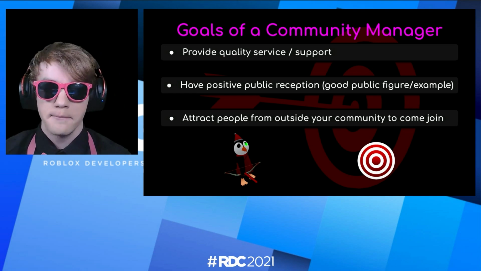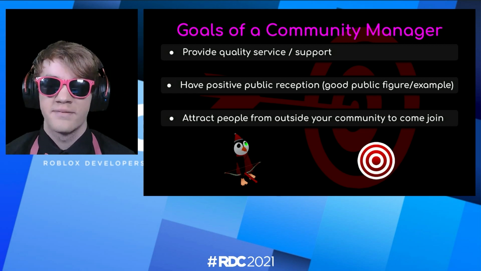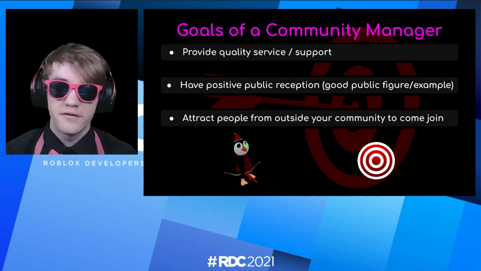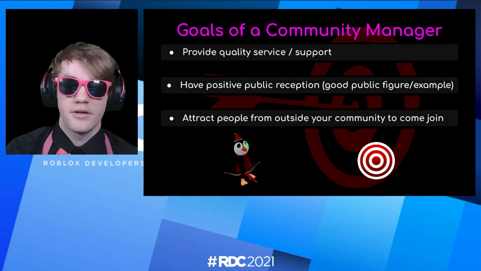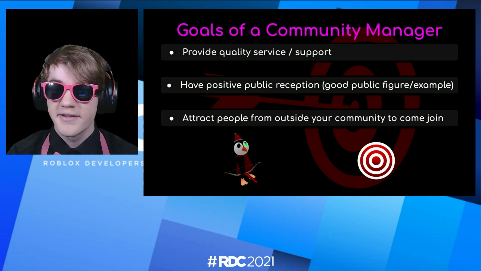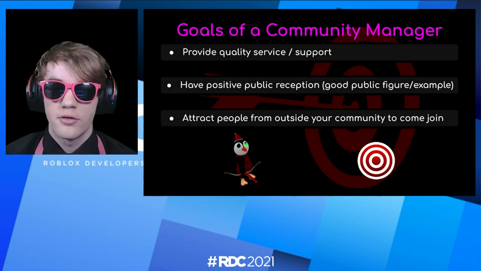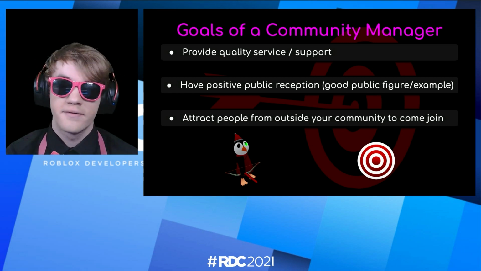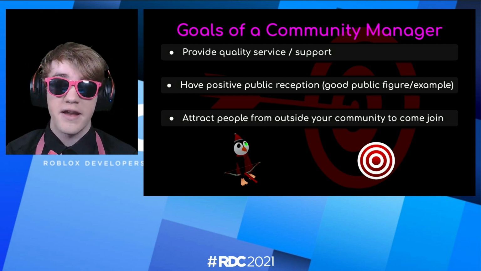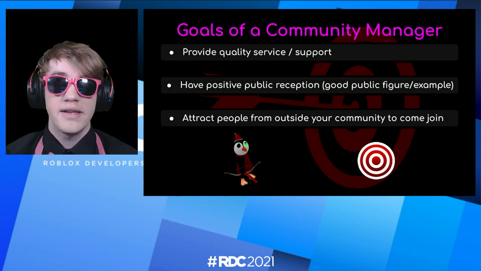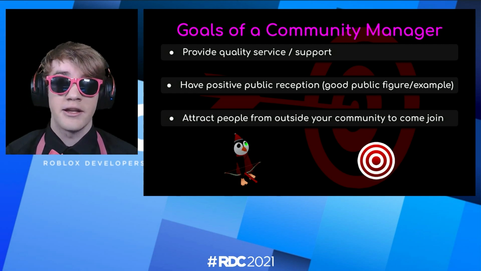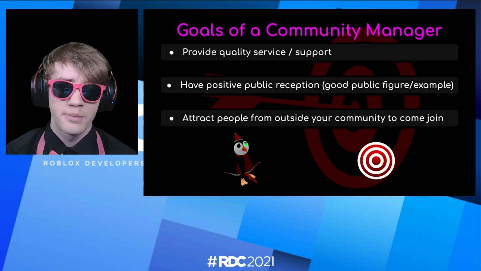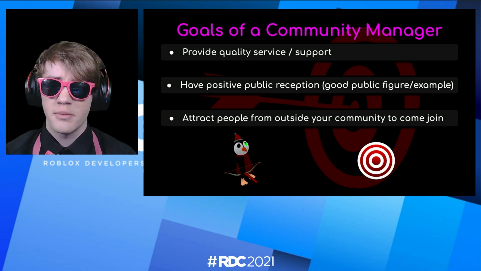You're also going to want to have positive public reception, be a good public figure, example, influencer, whatever you want to call it. Don't get canceled, don't say offensive things. People are going to look up to you or look at you in a positive light. So you want to make sure that you're a likable representative rather than a distasteful reason to stay far away. Don't be a deterrent. Instead, aim to be an encouragement. And by being an encouragement, you're going to naturally attract people from outside your community to come join.